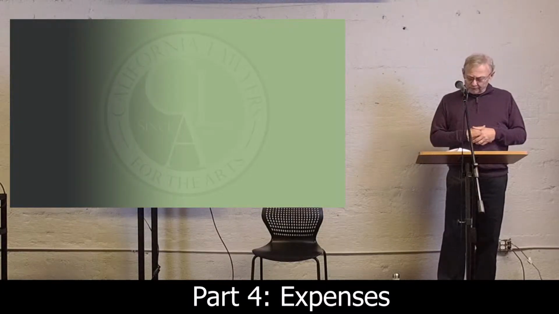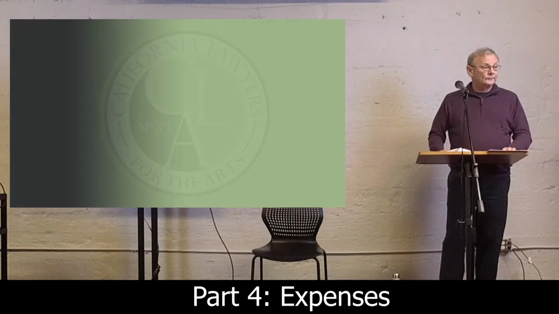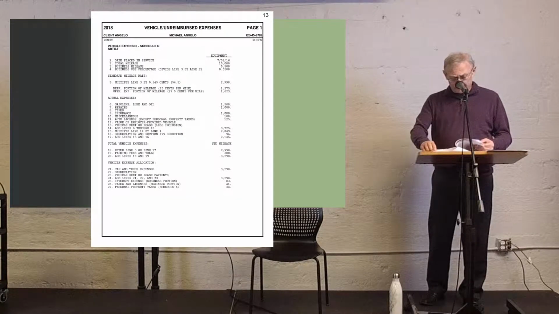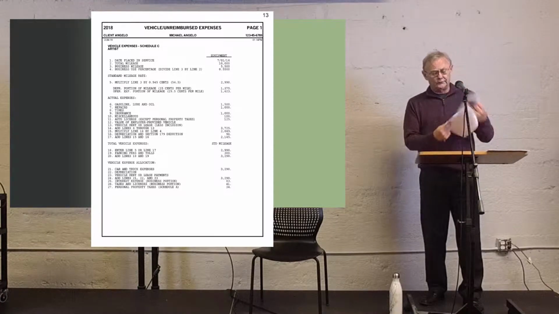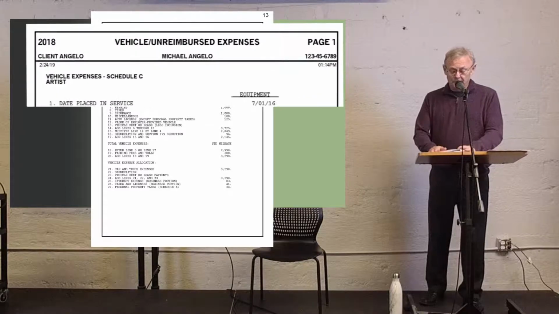Let's talk about expenses. First expense I want to talk about is auto expense. There is a schedule here that I've used to show how this is determined, the vehicle expenses, and that is page 13 here of your material, vehicle unreimbursed expenses. So there basically are two different ways to compute the amount of your auto expense.